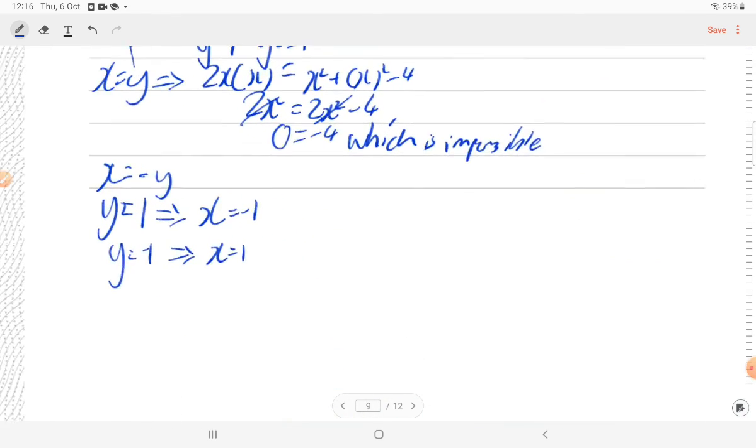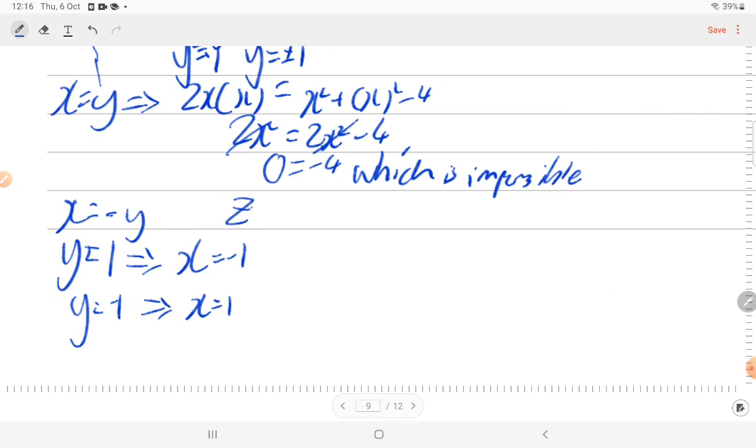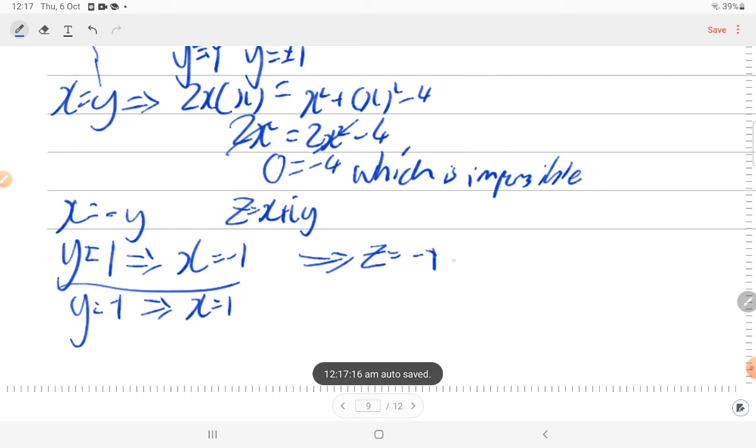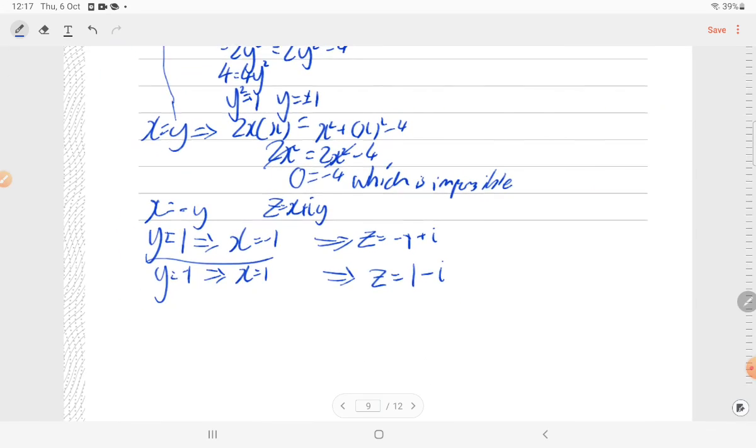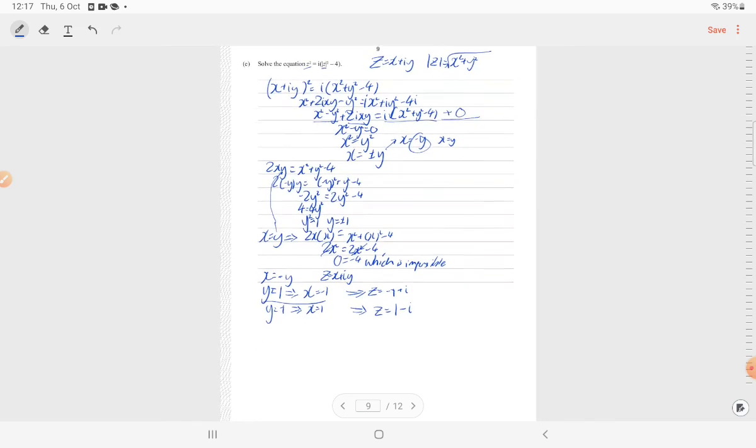And remember z is equal to x plus iy, so this equation creates, z is equal to negative 1 plus i, and this one creates z equals 1 take away i. Yes, so those are the two solutions to the equation.